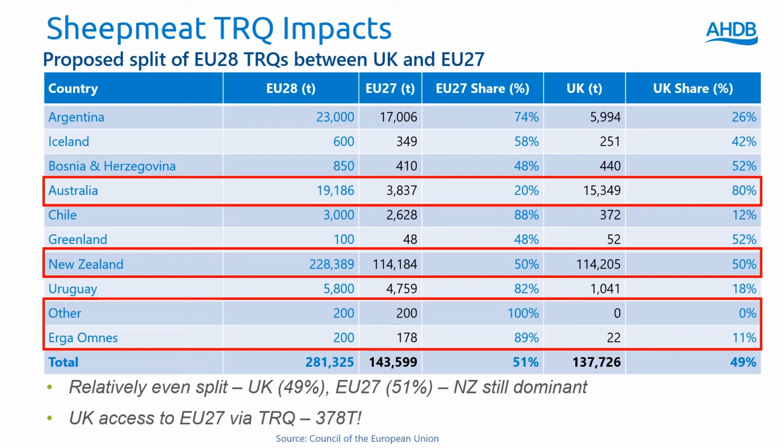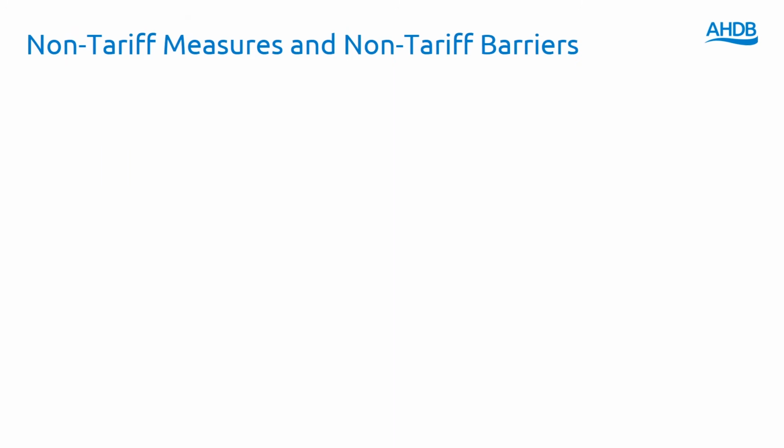And when it comes to access to the EU27 market, you can see down towards the bottom of your screen that the UK would have a very small level of access to the EU27 market via a TRQ, just 378 tonnes, which of course is a very small proportion of the overall exports from the UK into the EU27 market at present. And it does highlight some of the challenges that the sheep meat sector in particular would face under a no-deal Brexit context.